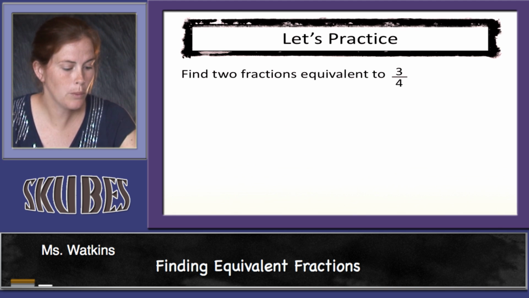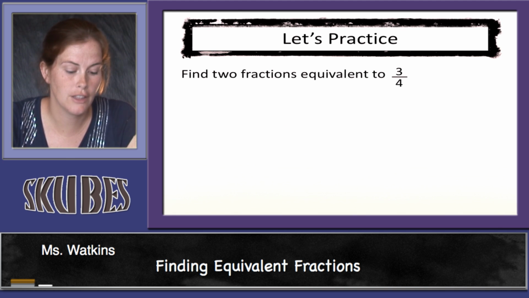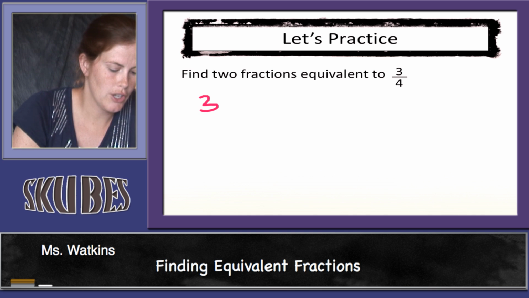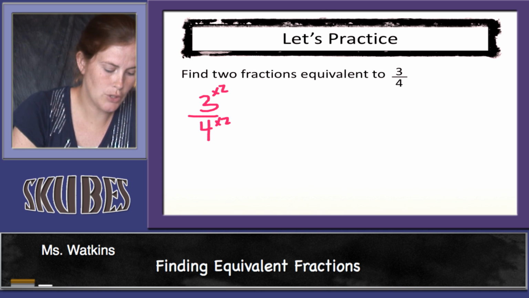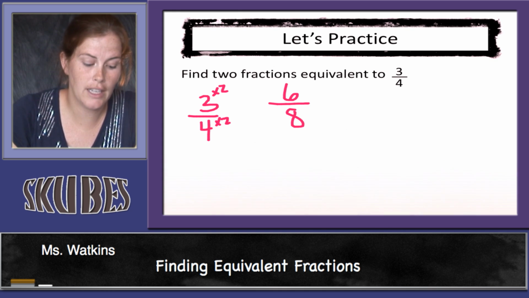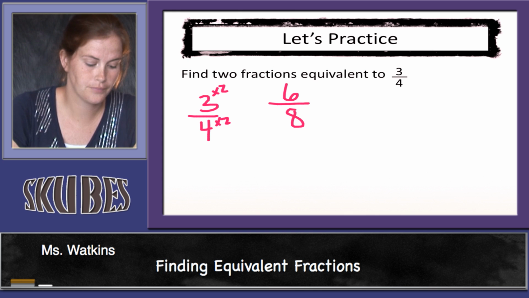All right, let's practice. We want to find two fractions equivalent to 3/4. First of all, I'm going to use multiplication. So I'll multiply both the numerator and denominator by 2. 3 times 2 equals 6. 4 times 2 equals 8. So 6/8 is one equivalent fraction to 3/4.